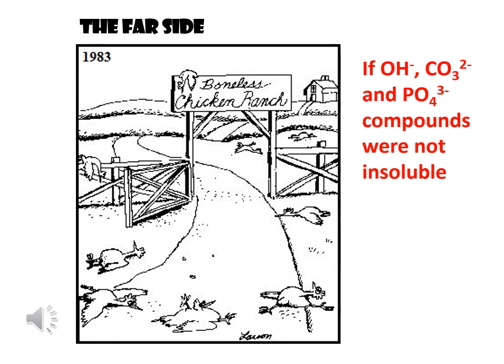I like this cartoon, so you have to see it. This is what would happen if hydroxide, carbonate, and phosphate were not insoluble. I'll bet you that you didn't even know that this is where they got boneless chicken. These are chickens where carbonate, hydroxide, and phosphate are soluble. This is the Far Side. You either get it or you don't.